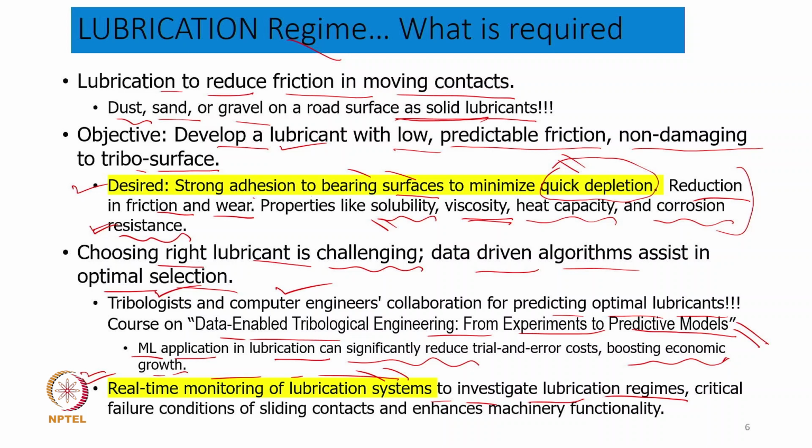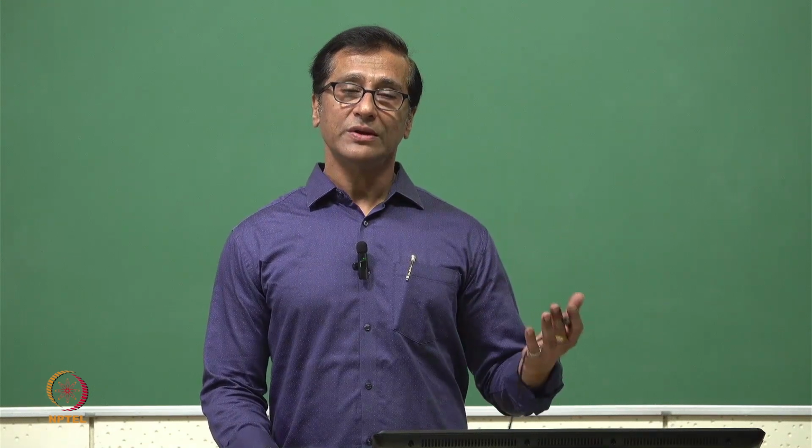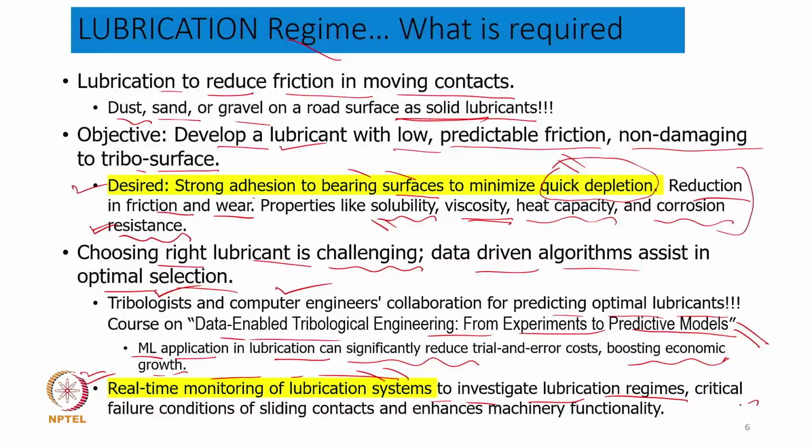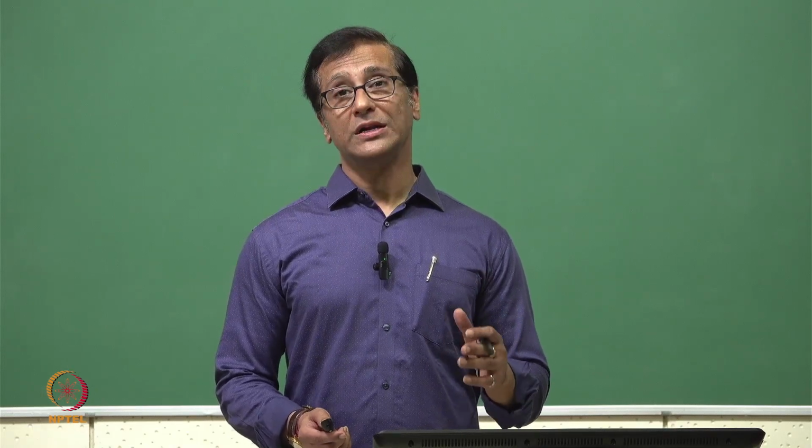We'll be covering some case studies towards the end to see whether whatever we have learned is really meaningful, and whether we are getting the right results or not. And this is what we see: the critical condition of sliding contact can be reduced, and we can increase machine functionality. So overall economic gains will be achieved when we understand this course properly, implement it properly, and validate whatever we are predicting.